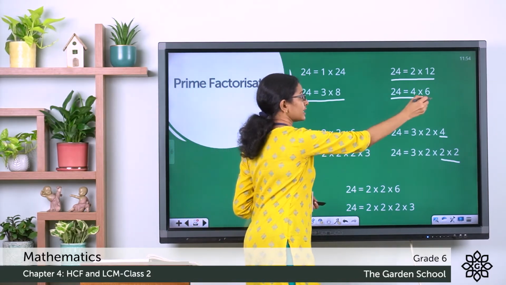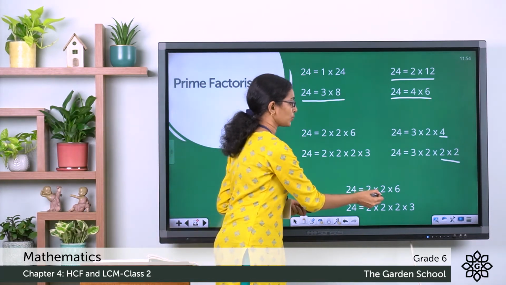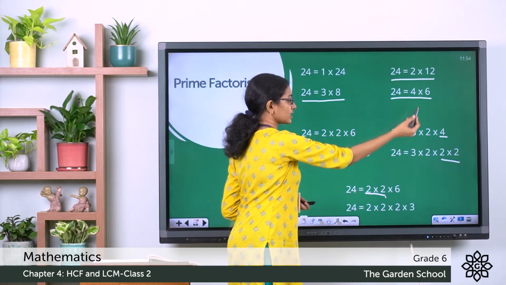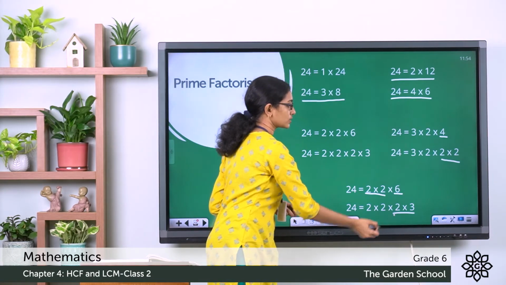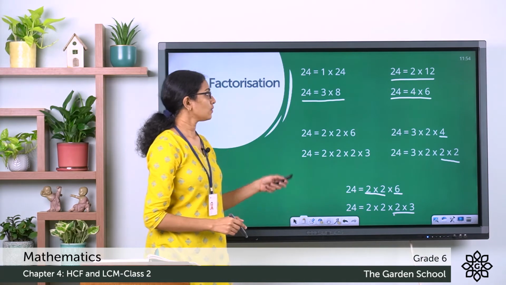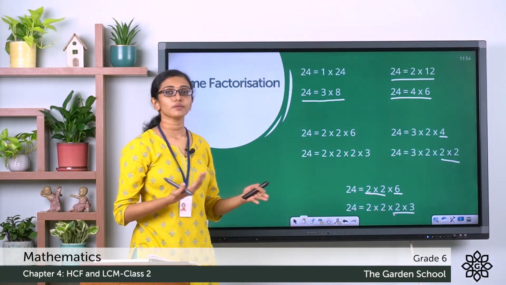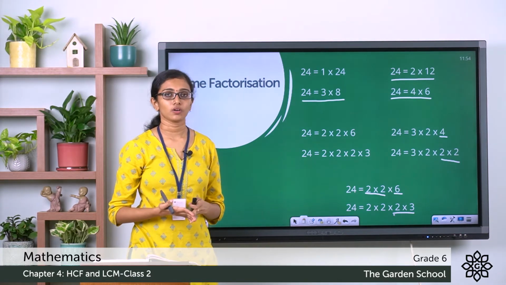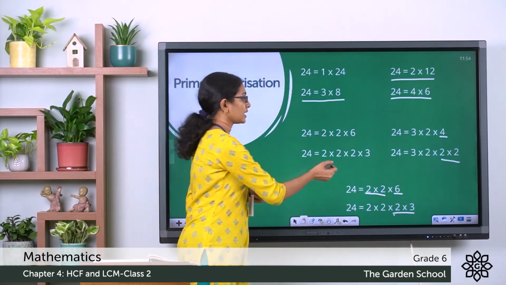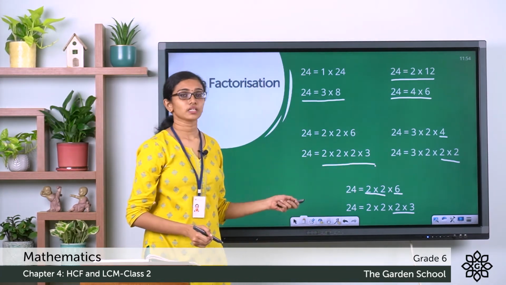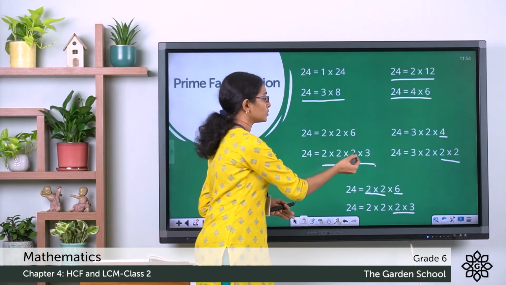Now, taking the next case, 24 is equal to 4 into 6. That is equal to 2 into 2 into 6, since 4 is 2 into 2. Again, 6 is equal to 2 into 3. So, we have written 24, the given composite number, as the product of its prime factors alone. Did you notice that whichever factors we are considering, the final factorization, the prime factorization of 24 remains unique: 2 into 2 into 2 into 3.